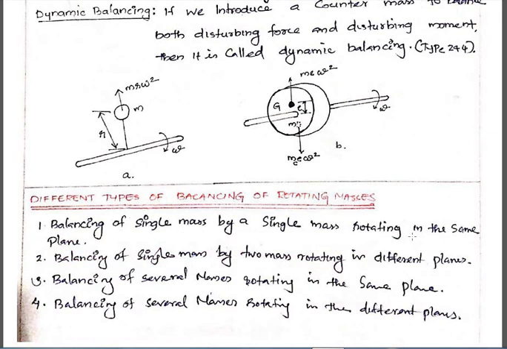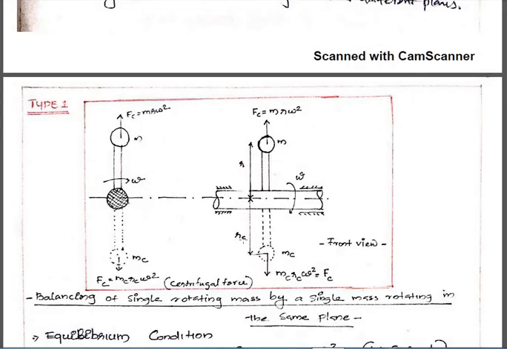Next, there are four types of balancing. First, balancing a single mass by a single mass rotating in the same plane, which we have explained here. Next, balancing a single mass by two masses. These four types are very important. For your examination, with the fourth type, that is balancing of several masses rotating in different planes, there will sometimes be a question regarding this topic. Before going to the fourth topic, you have to keep an idea about the first, second and third.